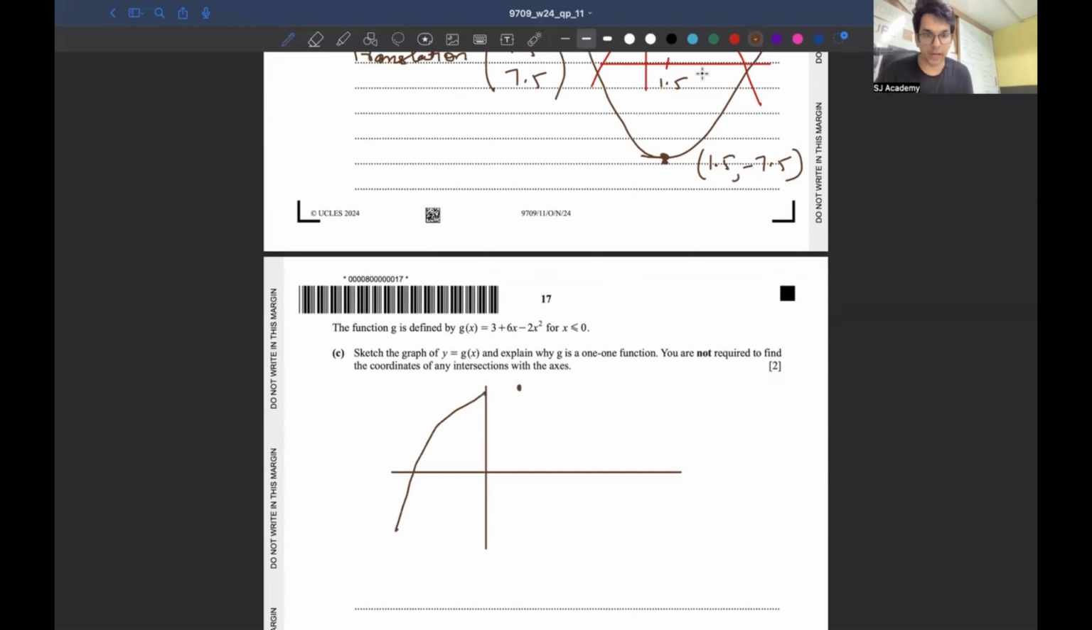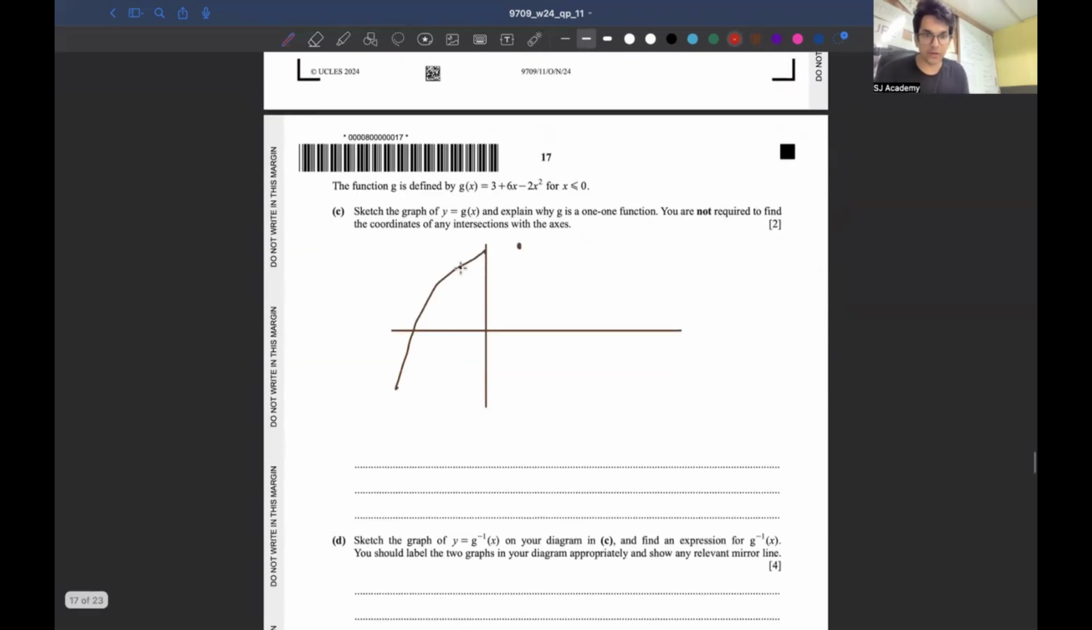And to explain why it is a one-to-one function, it means that for every value of y, we have only one value of x. So we can just write for every y value, there is only one x value, which makes it a one-to-one function.